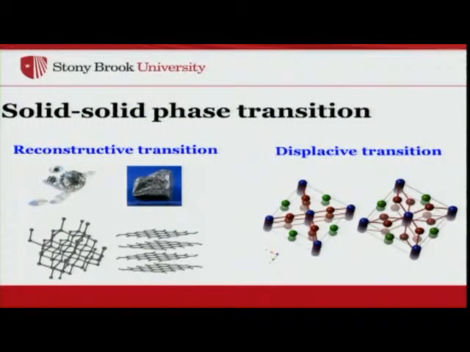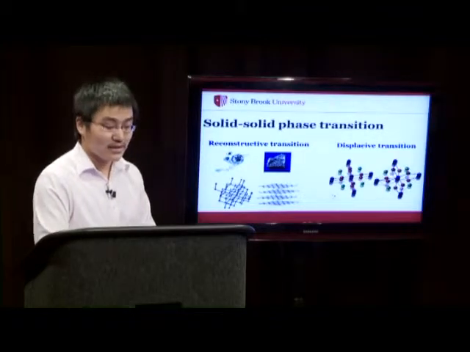You can see we can have diamond from graphite at very high pressure, but these two materials have totally different structures. And also, if the atoms move a little bit and the strain is small as well, we can call this kind of phase transition displacive transitions.